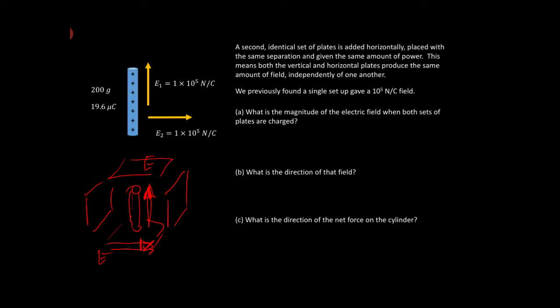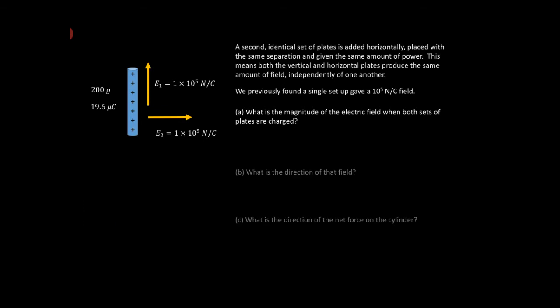Now the field is going to add vectorially. The electric field has a magnitude and a direction, so it's a vector. Actually, it's a vector at every single point in space. It can differ. But if you have two different sources, you have to add the fields from both sources. That's superposition. And that is basically what we're doing here. So how do we add two vectors?